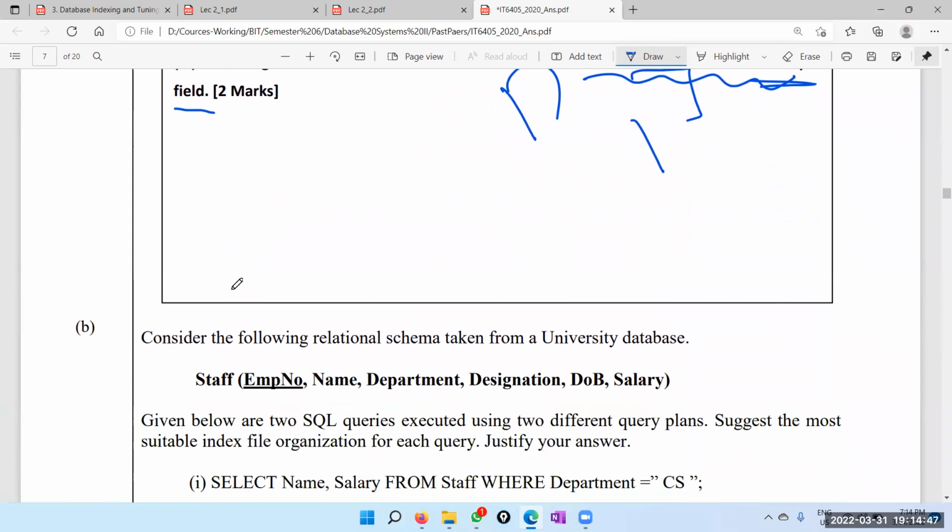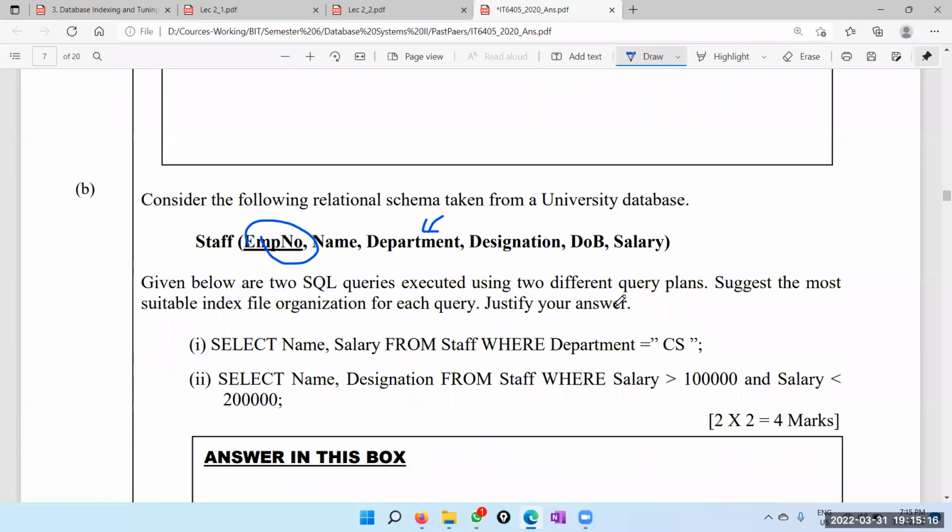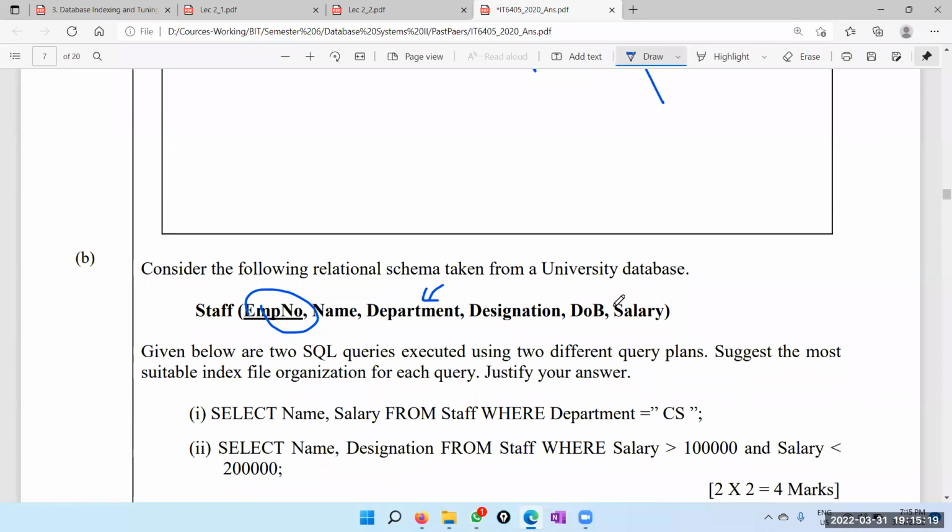Right, consider the following relational schema taken from the university database. Okay. Staff, primary key is employee number, name, department, designation, date of birth, and salary. So this must be the primary key. Name, department. I hope this will be department ID, date of birth, and salary. Okay. Given below are two SQL queries executed using two different query plans. Suggest the most suitable index file organization for each query.